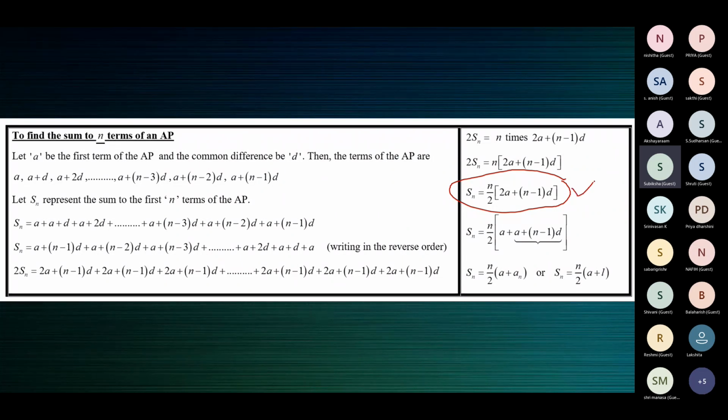So remember this one, n by 2 of 2a plus n minus 1 into d. And also this one, n by 2 of the first term plus the last term, a plus an, n by 2 into a plus l. A and l, both are the same, last term.